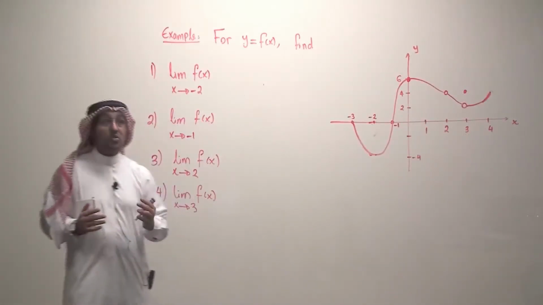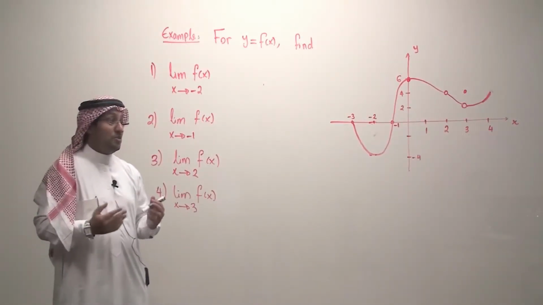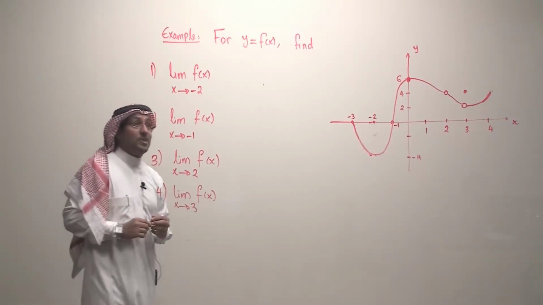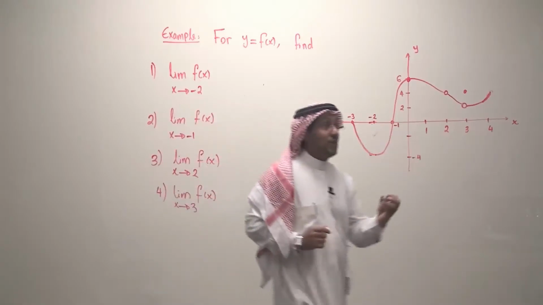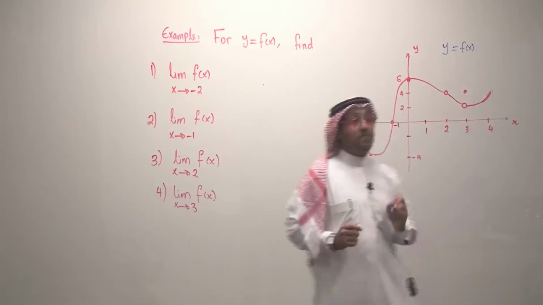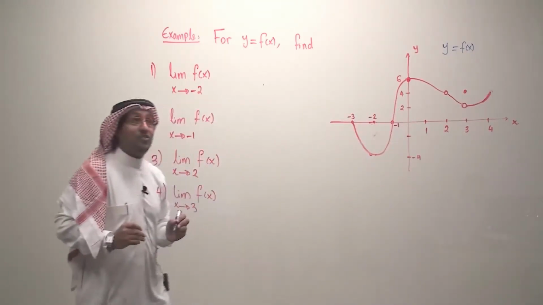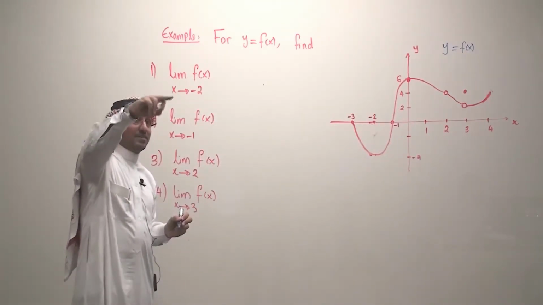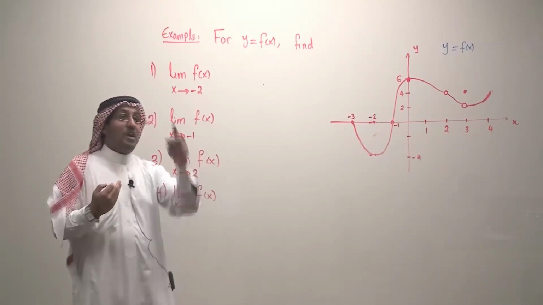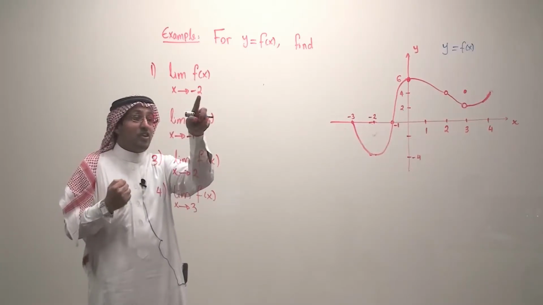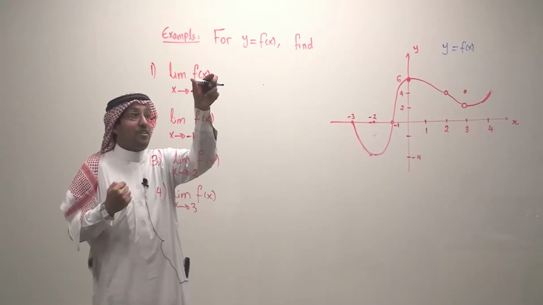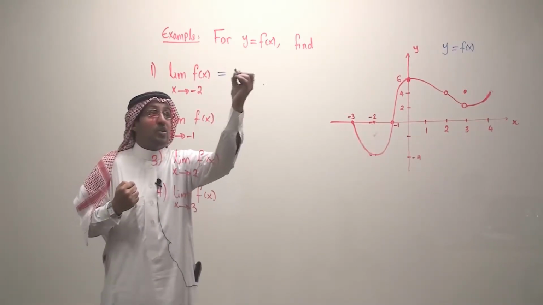Let's see now how to find limits of functions from their graphs. See, for example, this function y equals f(x), its graph is given by this, okay? And the first question is, find the limit of f(x) as x approaches -2. So our question is, when x is getting closer and closer to -2, the function f(x), the curve, is getting closer and closer to what?